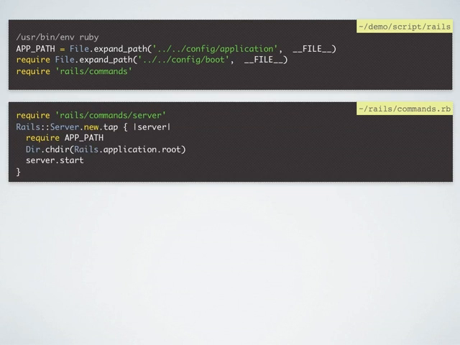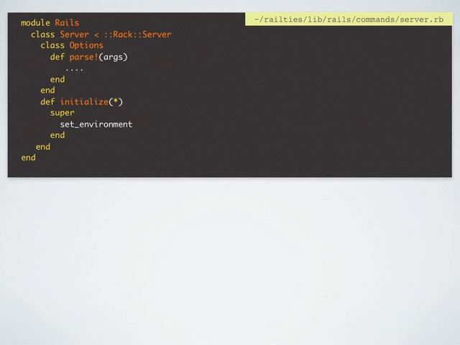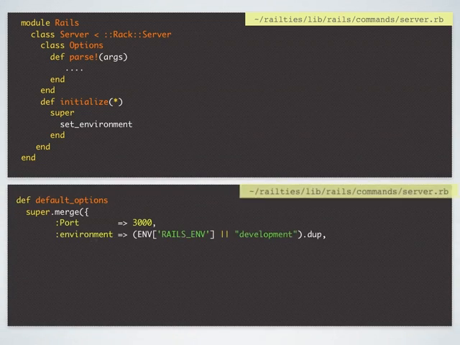In the Rails commands file, the thing of our interest is this code, Rails::Server.new. Okay, so let's look at Rails::Server. Rails::Server is a subclass of Rack::Server, and it has a bunch of utility methods to handle various things. One of the methods is set_environment. However, before we go to set_environment, let's look at default_options.